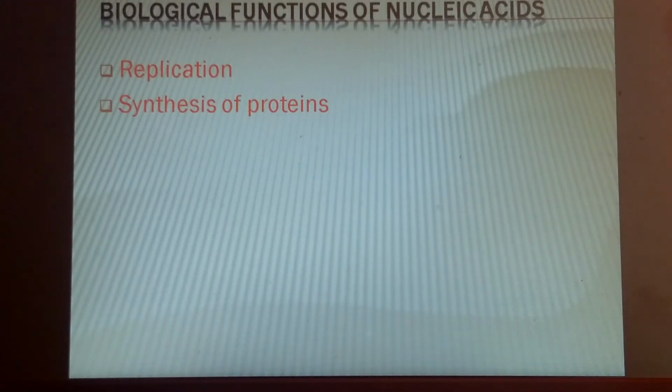We know nucleic acids are of two types, DNA and RNA. In that, DNA is going to give the replication. It is going to produce two identical copies of itself. That is what is responsible for the hereditary characteristics. So that is the biological function of DNA or nucleic acid. That is one. Another one is protein synthesis. It is another important feature of DNA. That is synthesis of proteins.